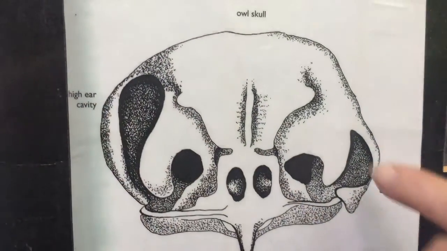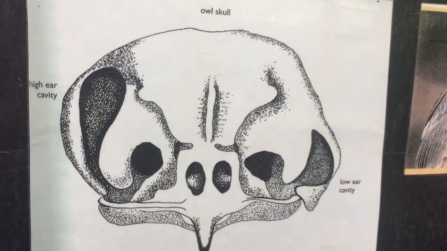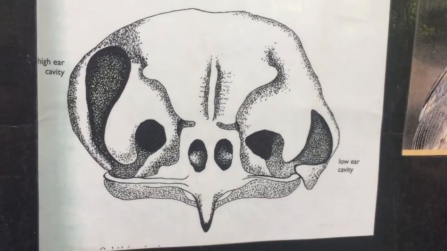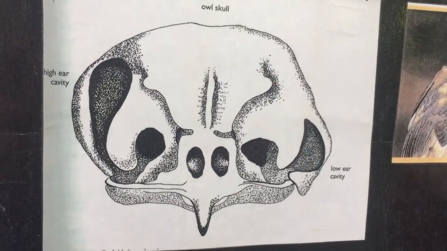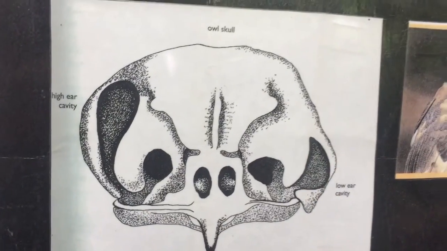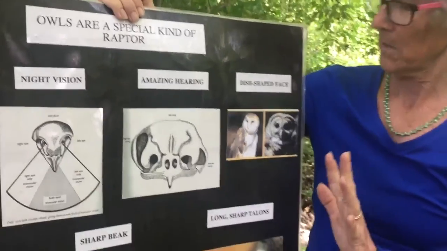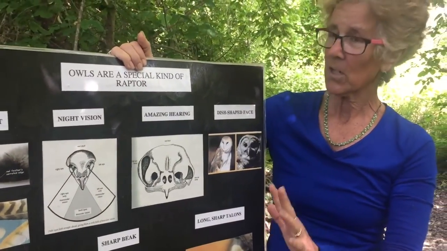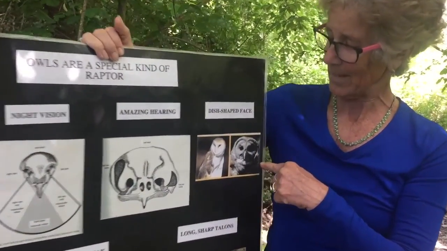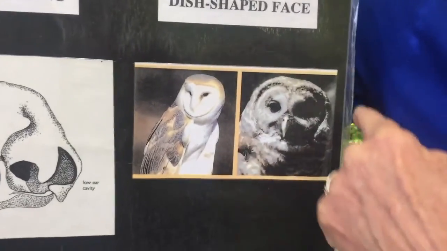These big holes on the side of their head are their ear cavities. We have a flap, they just have a hole. We don't see it because it's covered with a thin layer of feathers. And you can see that one ear cavity is higher than the other in some of the owls. And there's an amazing reason for that, which we'll come back to in a second. So in order to collect sound, the actual design of an owl's feathers is in a circle around its eyes.